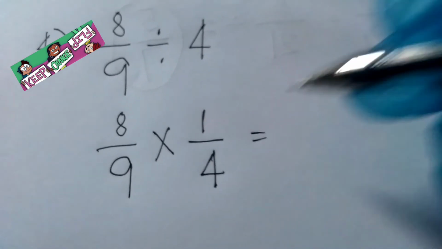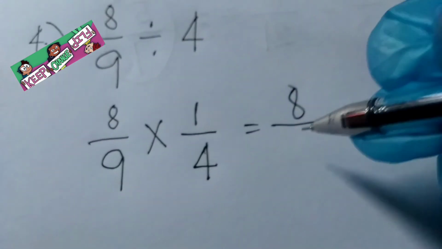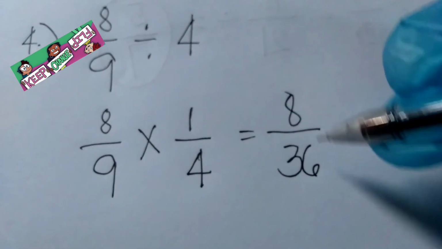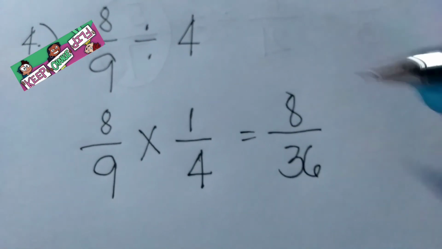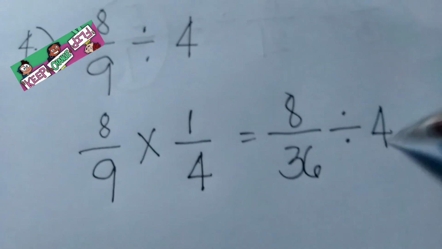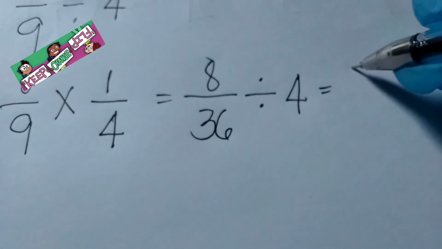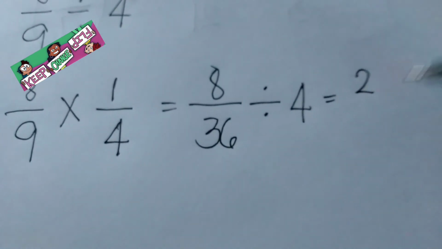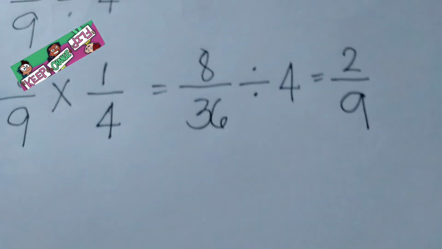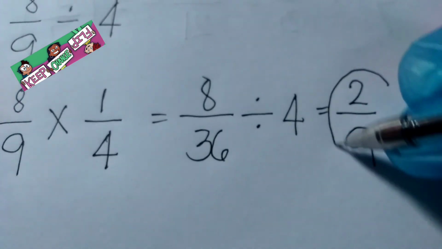Then proceed to the multiplication process. You can also cancel 8 and 4. So 8 times 1 is 8, then 9 times 4 is 36. But then you need to get the lowest term of 8 over 36 by dividing it with its GCF, or the greatest common factor, of 4. So 8 divided by 4 is 2, then 36 divided by 4 is 9. That is already in its lowest term, so that will be our final answer.